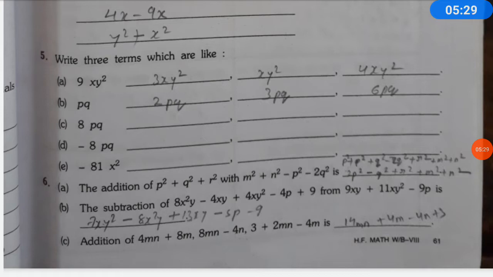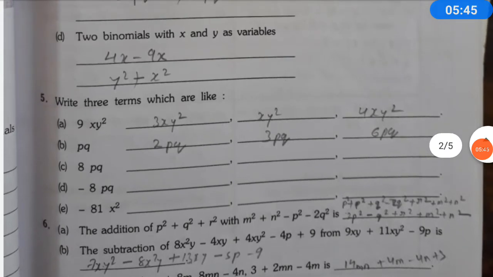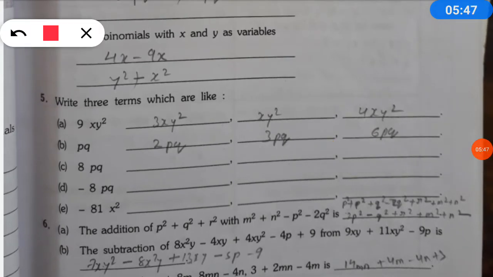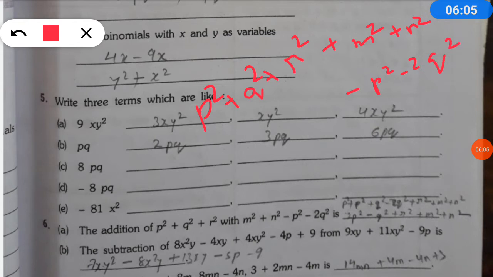Moving toward the sixth question, we have the addition of p square plus q square plus r square with the term m square plus n square minus p square minus 2q square. That means you have to add both the terms and get the result. Now look at how to add the terms. We have p square plus q square plus r square, which will be added with m square plus n square minus p square minus 2q square. This is the term we have, isn't it?